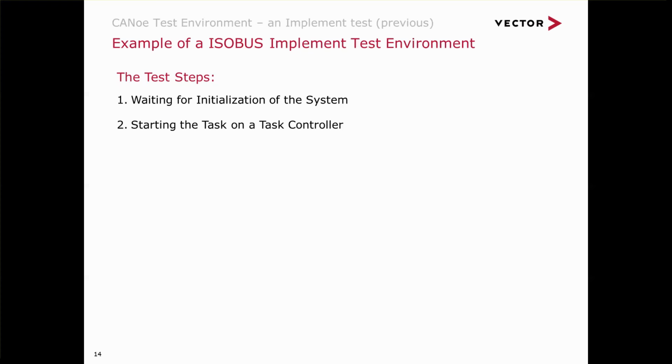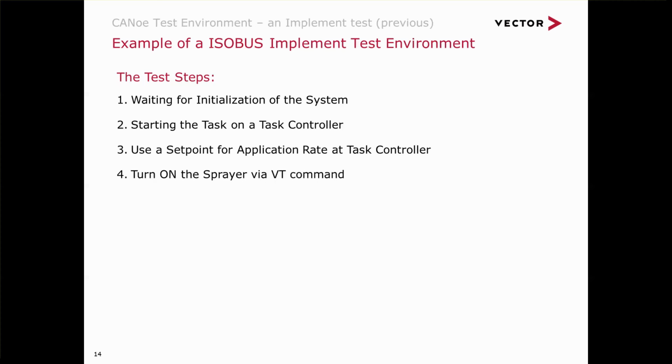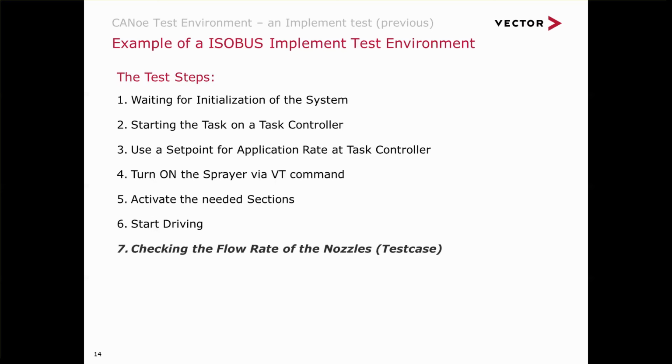You have to start the task on the task controller in the next step. You have to set the set points for application rate in the task controller. You have to switch on the sprayer via VT command. You maybe activate the needed sections, start driving, simulate the vehicle speed by the tractor ECU. And then point number 7, the most important point, check the flow rate of the nozzles.